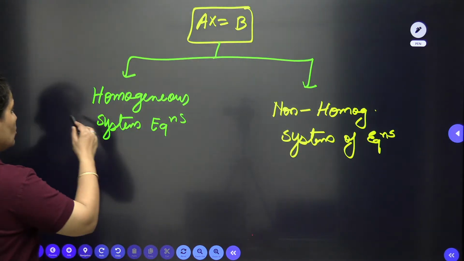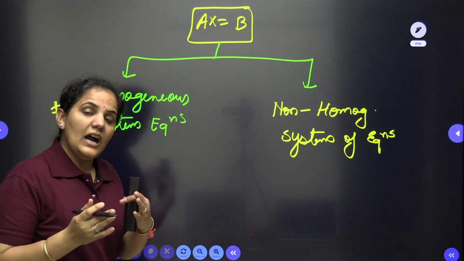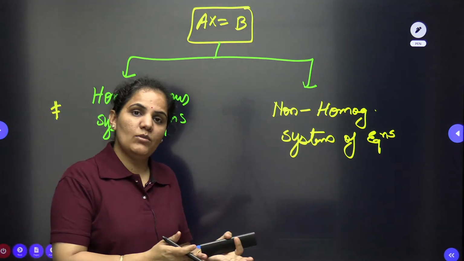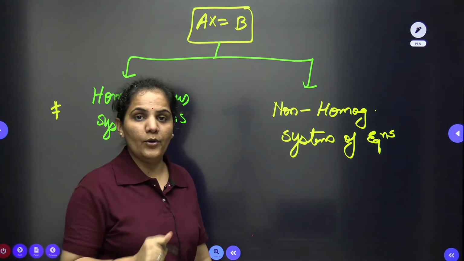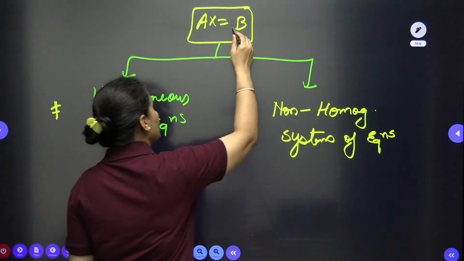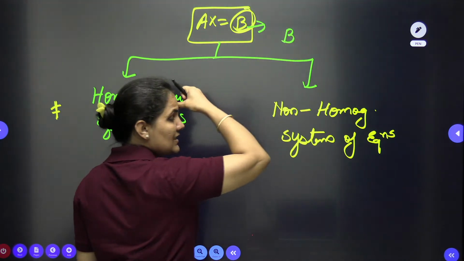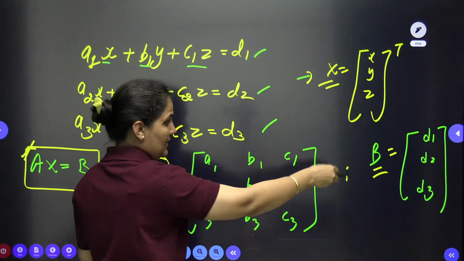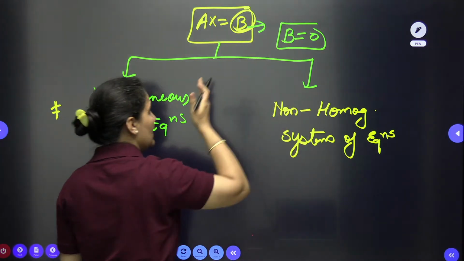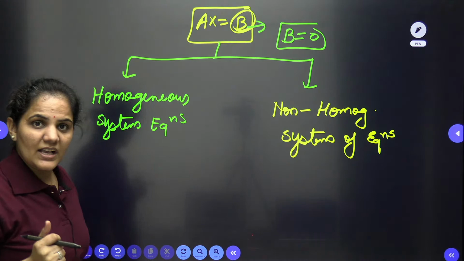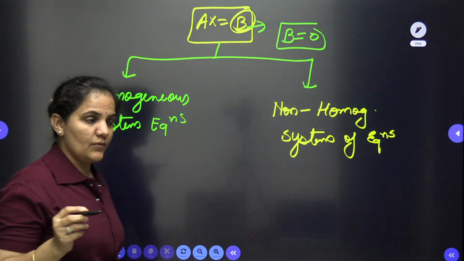What I am saying, this is homogeneous system of equation and non-homogeneous system of equation. How we can identify whether a system of equation is homogeneous or non-homogeneous? Only with one important rule or one important tool, that is this B. This B is nothing but the constant matrix, right? So if this B is equals to 0, it will be a homogeneous system of equation. If this B is not equals to 0, this will be a non-homogeneous system of equation.